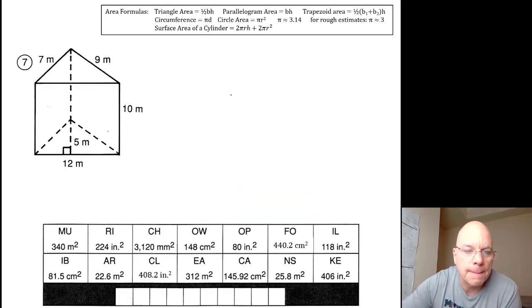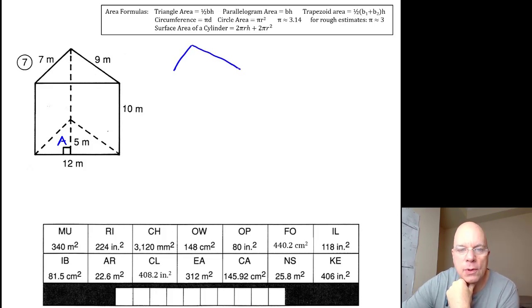Problem 7. Now for this triangular prism, I'll call the triangle A, and I'll sketch it here. There's 2 of those, of course. That's what makes it a prism. 2 parallel congruent triangular bases. The height, the perpendicular distance to this base, the base is 12 meters. I see that here. And they show me this line segment that's perpendicular. So I know that's showing me the height of 5.